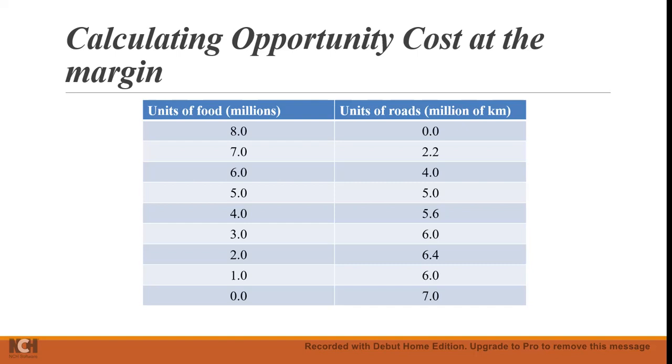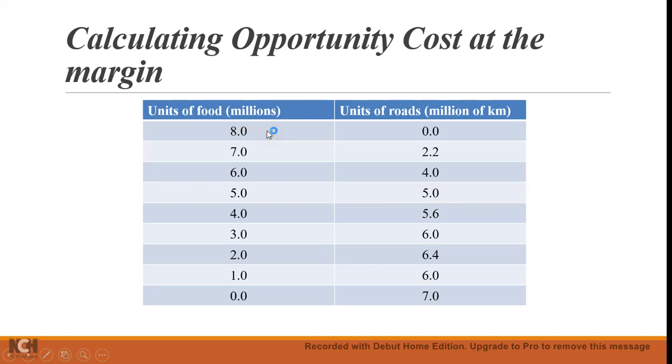So let's say the firm uses all its resources to produce food. Then we realize that at the column of food here, we have 8.0 units of food being produced, and at that point, we have 0.0 units of road being produced. It means that when the firm allocates all its resources to produce food, then it wouldn't produce any road. So that's the initial point.